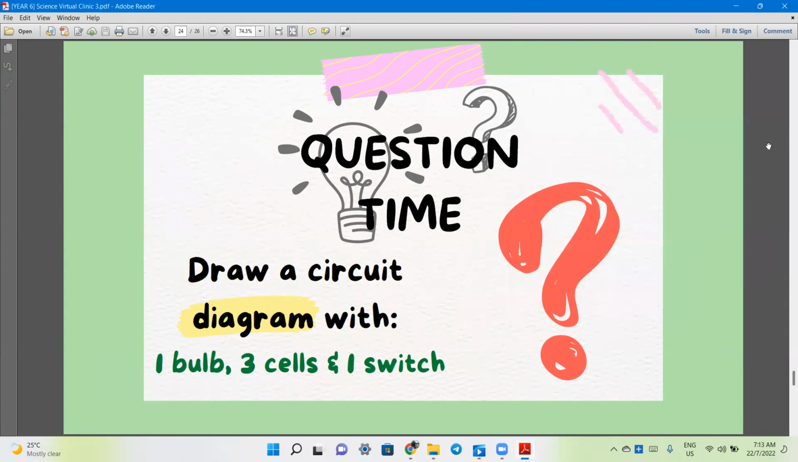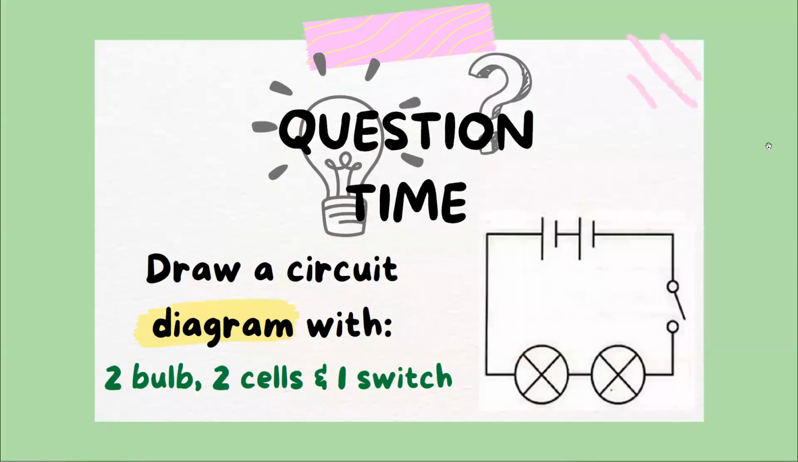Okay, so the answer is, ta-da! It will look like this. Two cells, two bulbs, and one switch. You can turn the switch on and off, no problem actually. You can leave it on or you can leave it off, no problem. So it's correct. Now, very good.